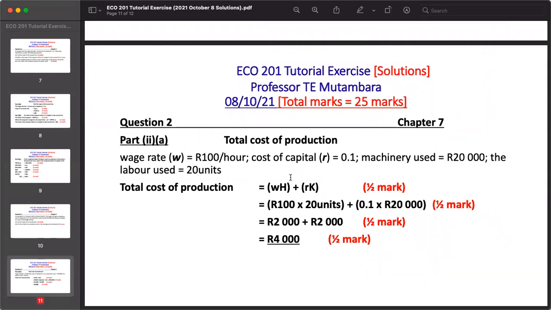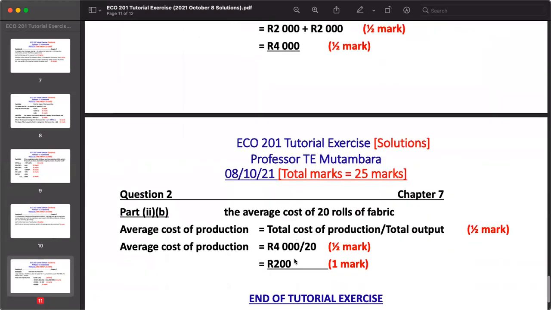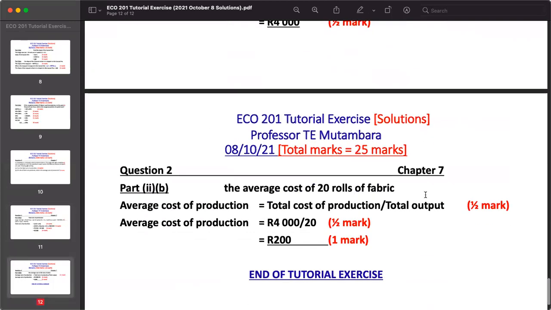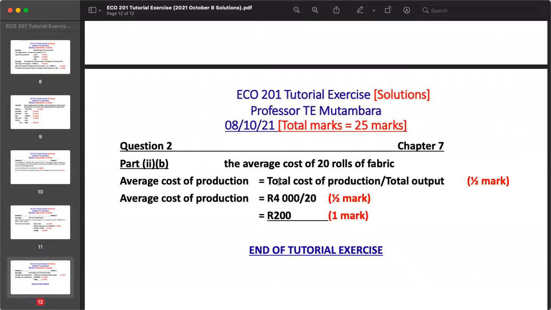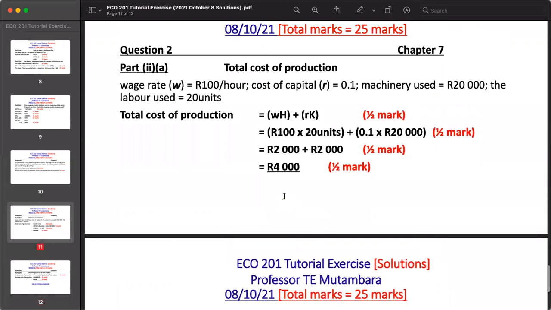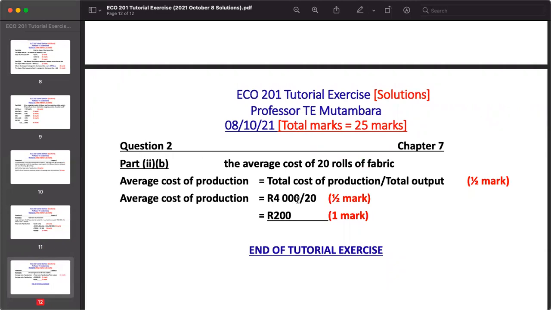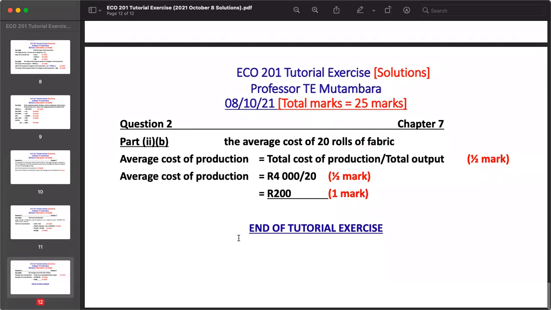There's our information given to us, WH plus RK. Substitute, get your answers, follow the steps, show us the steps. Just have a look at that briefly so you can understand what's happening. Perfect. And then average cost of production is total cost of production divided by total output. You have your 4,000, which was calculated here. Look at how everything is interrelated. You need to know how these things operate. So 4,000 divided by 20 gives you 200, and that 200 rand is your average cost of production. That is the end of the tut exercise.